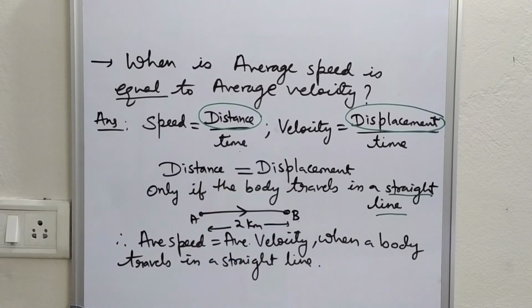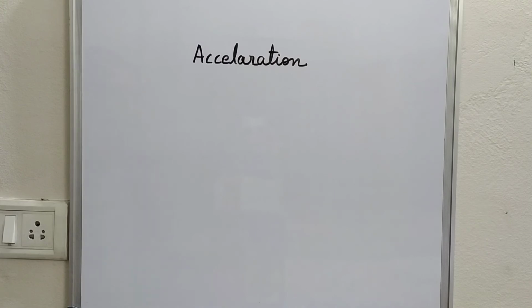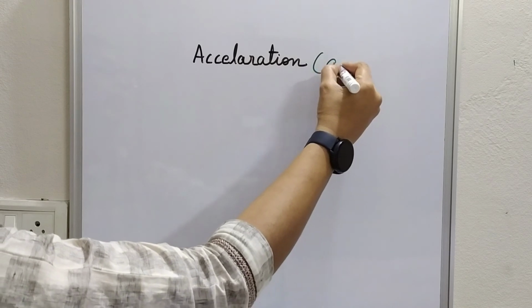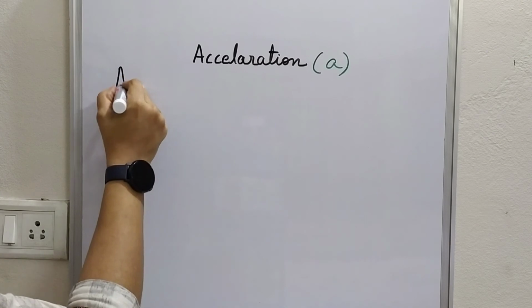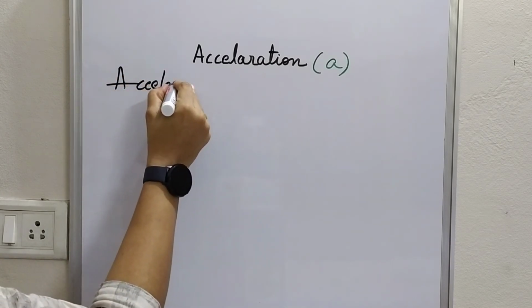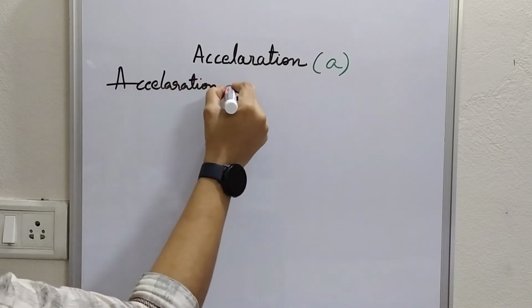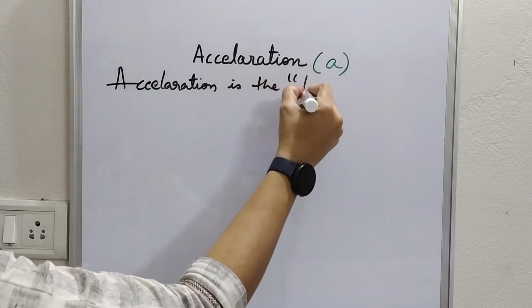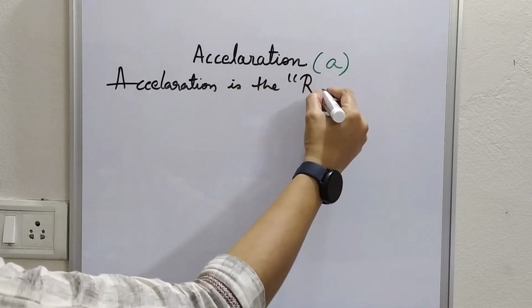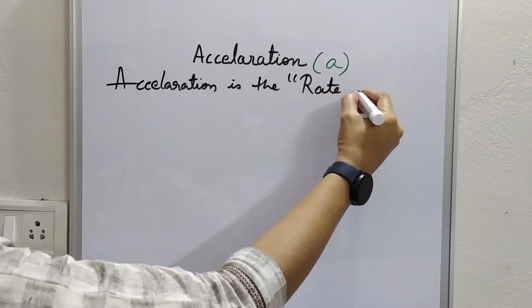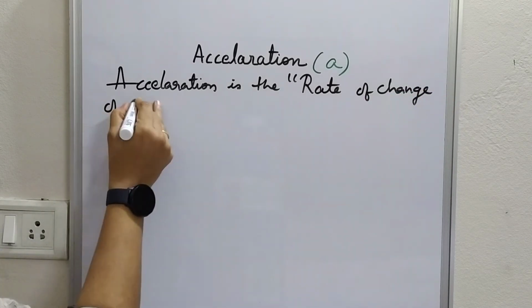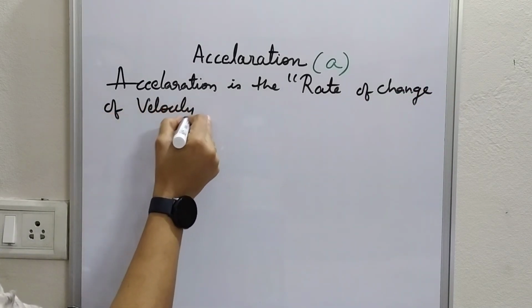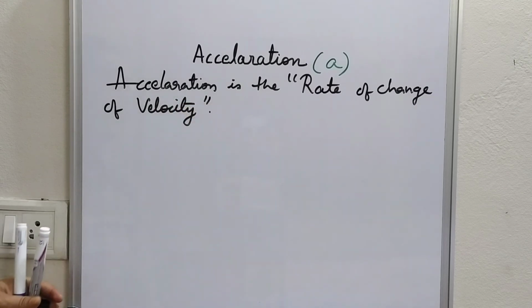This is an important point. Now talking about the physical quantity acceleration. Acceleration is denoted by the alphabet small a, and we define acceleration as the rate of change of velocity of a body. Acceleration is the rate of change of velocity.